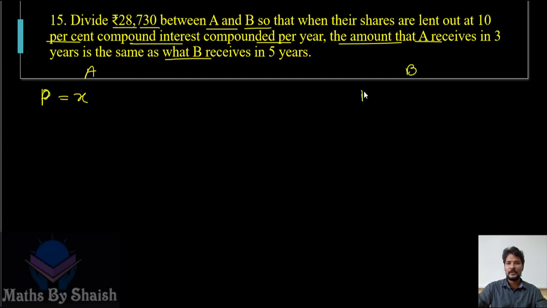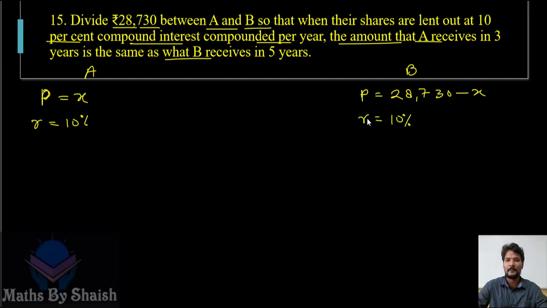So it means B will definitely get the remaining amount. The remaining amount is 28,730 minus X. P is given now, and the rate of interest R is 10% here as well. For A it is n equals 3 years, for B n equals 5 years, and then the amount would be the same. So let's calculate the amount one by one.